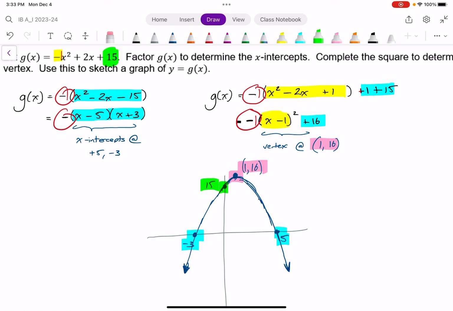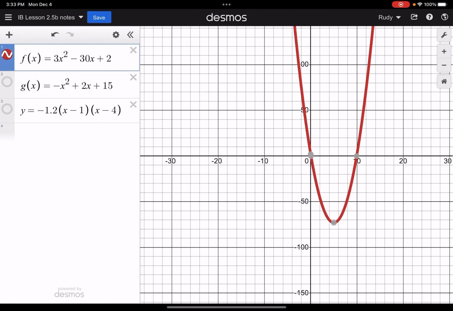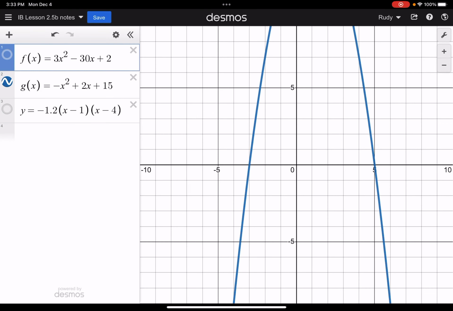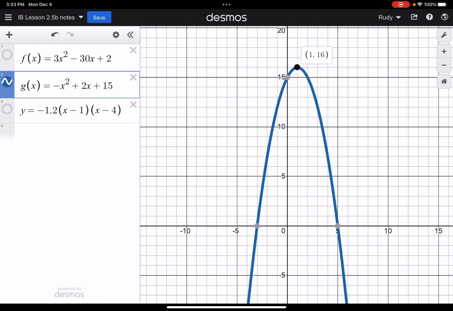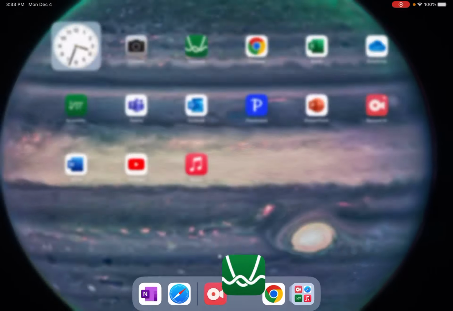And although I'm done, I'll again confirm by going to Desmos, showing this, go to a basic zoom setting. And notice there's my vertex up there at 1, 16. I can see the y-intercept and the x-intercepts are correct. So we're all good. All right, last question.